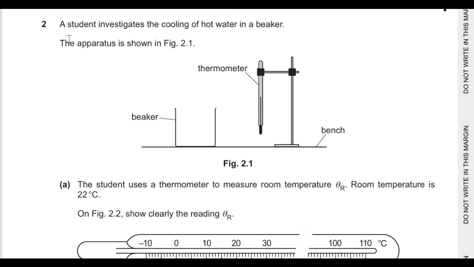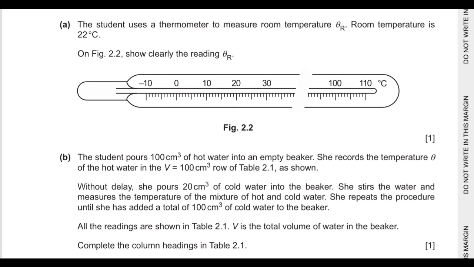Question number 2 says a student investigates the cooling of hot water in a beaker. The apparatus is shown in figure 2.1. Here we have a beaker, this is a thermometer, and these two things are placed on a bench.